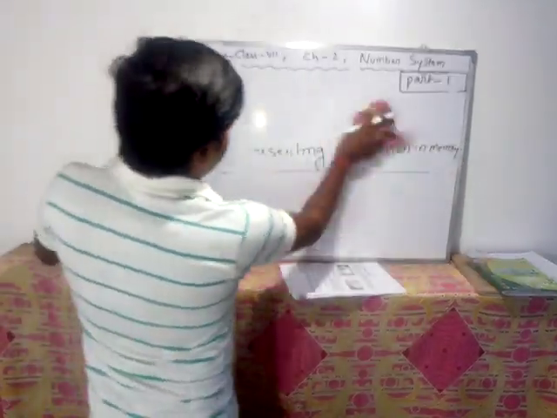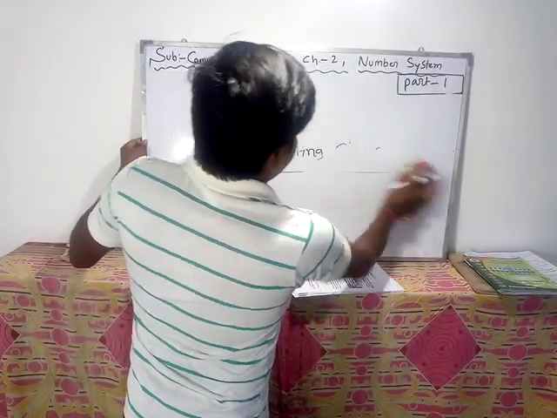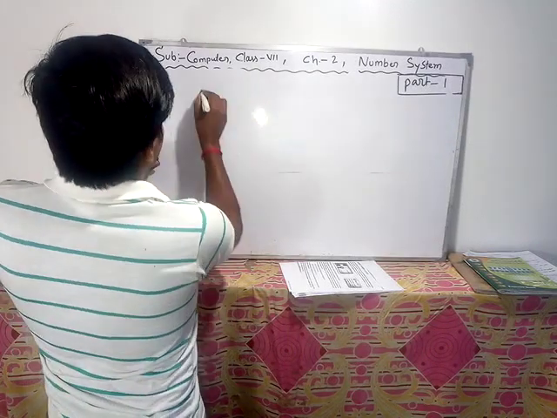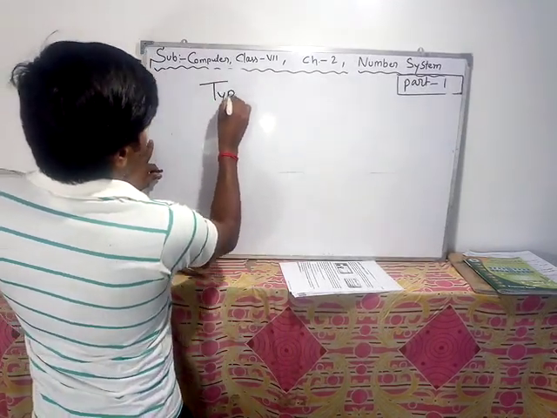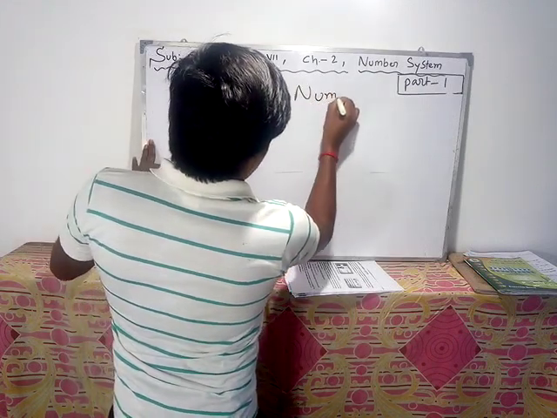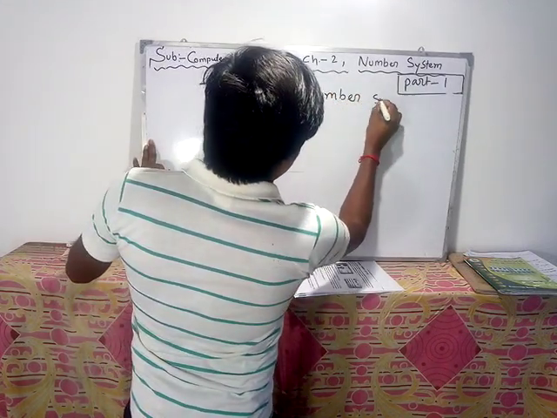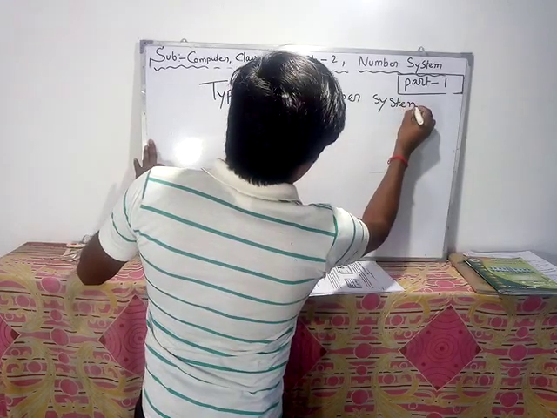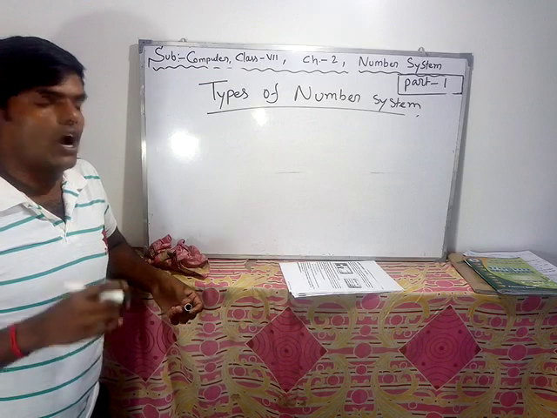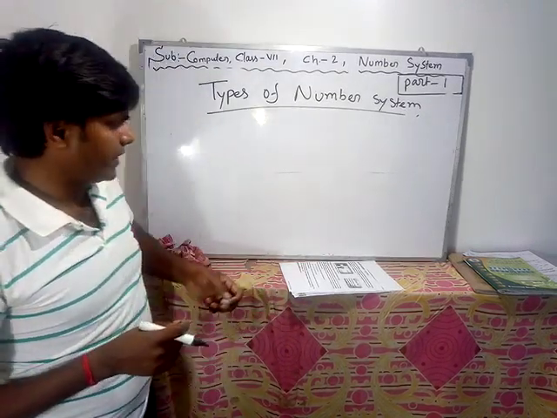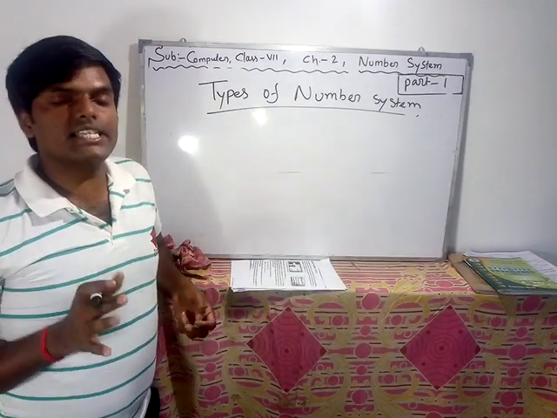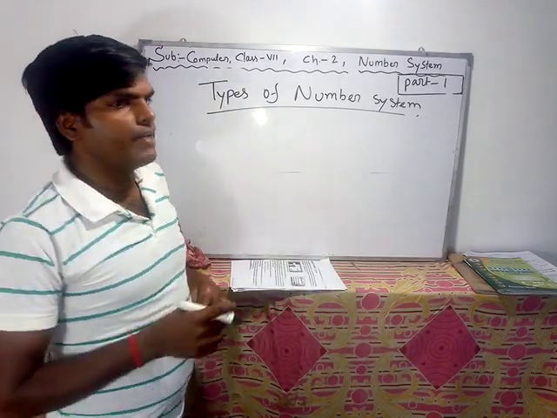How many types of number system will we learn? First, that is the decimal number system.